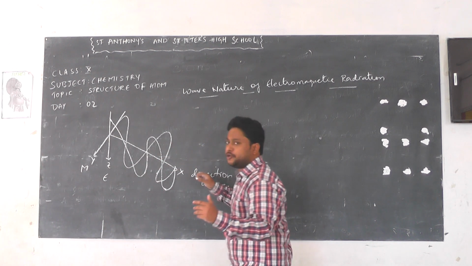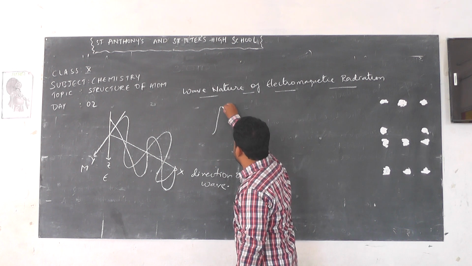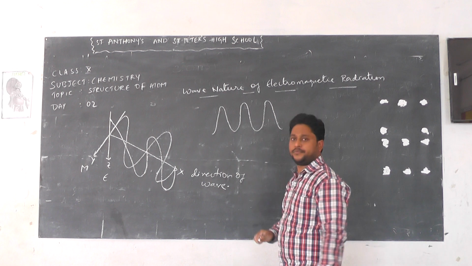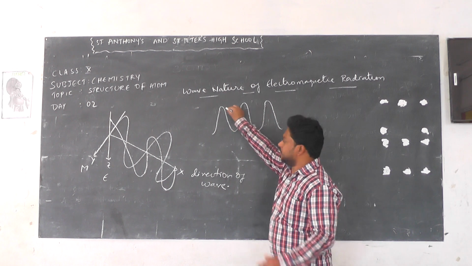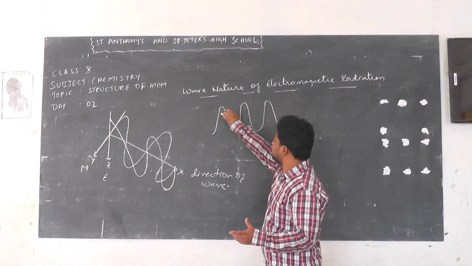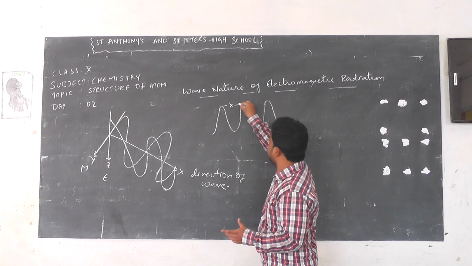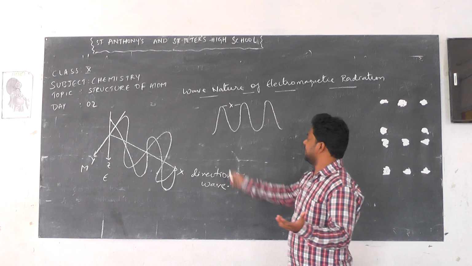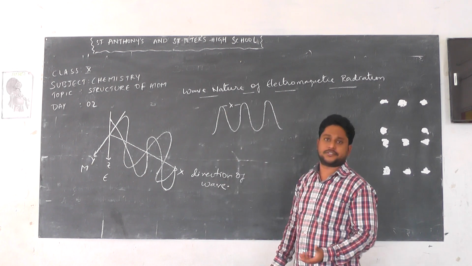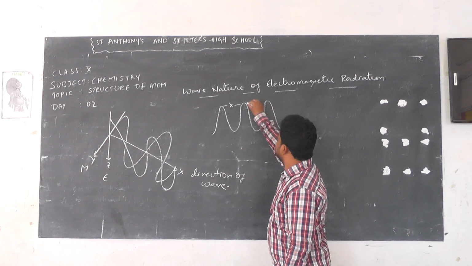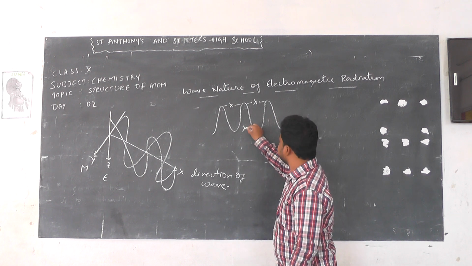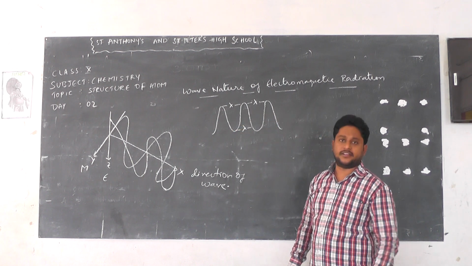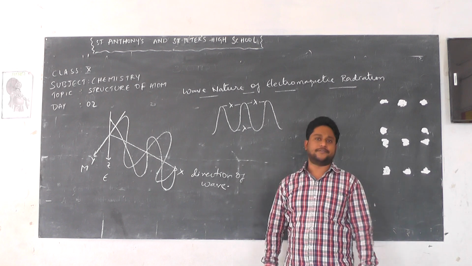That means they are going to produce a crest and a trough in this way. The distance between two waves, that is, two crests or two troughs, is represented by the symbol lambda. That is called the wavelength. It is the distance between two waves.